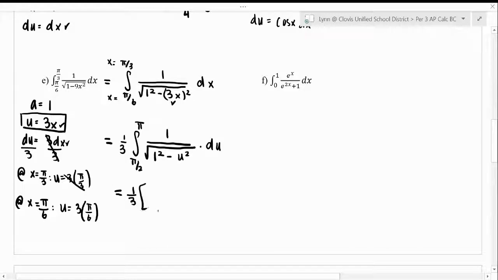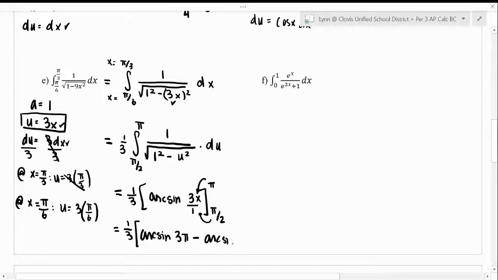So that 1/3 is just going to hang out in the front for a while. So let's do the pattern. So we have arcsine of u, which was 3x, over a, which was 1. And then our limits are from pi over 2 to pi. And then we'll just do upper minus lower. So I still have that 1/3. And so I would have arcsine of 3 times pi, and then minus arcsine again of 3 pi over 2. And that's it.